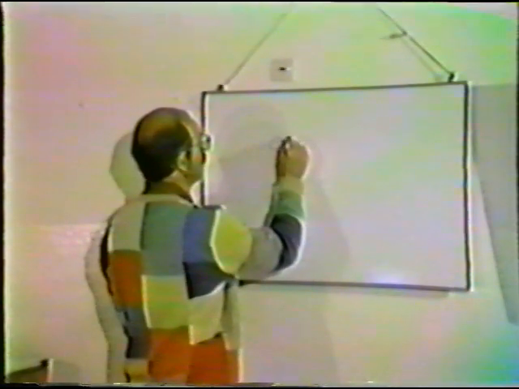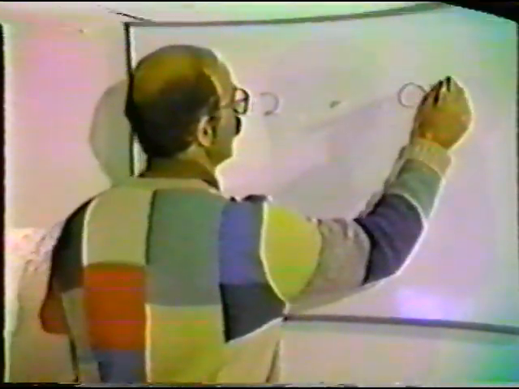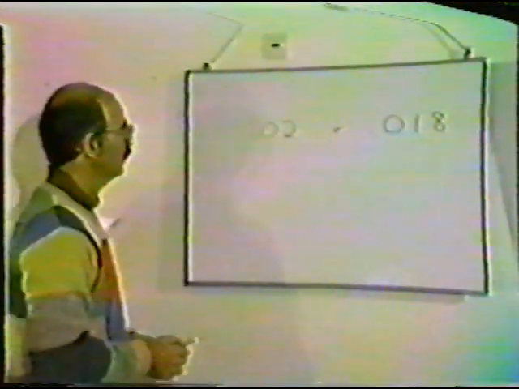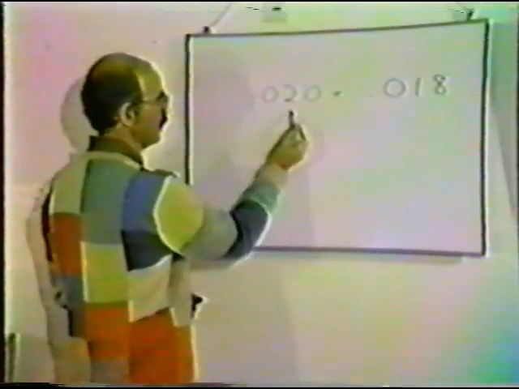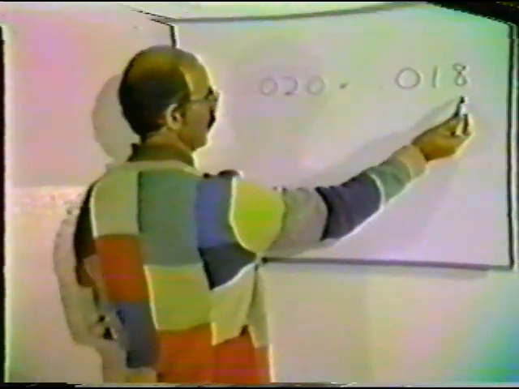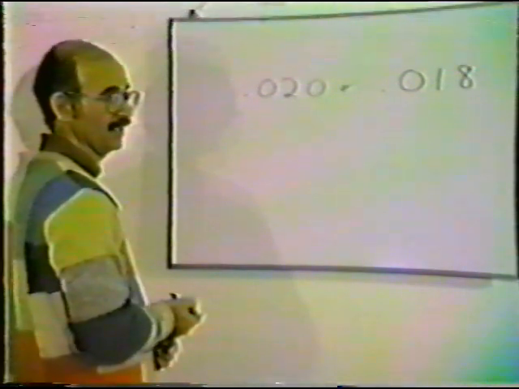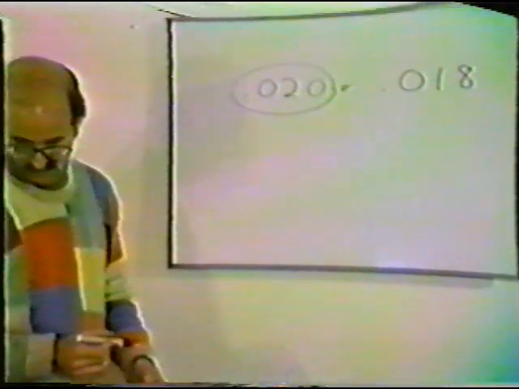Point 0.02 or 0.018. Is there one that I should add a 0 to help me? Yes. Where would you like to put it? After the 0 and 2. All right, we'll put it after the 2. Read this one. 20,000. Read this one. 18,000. Which is bigger? 20,000. 20 thousandths is the larger.